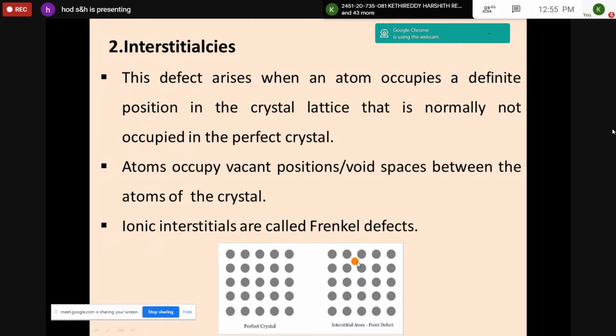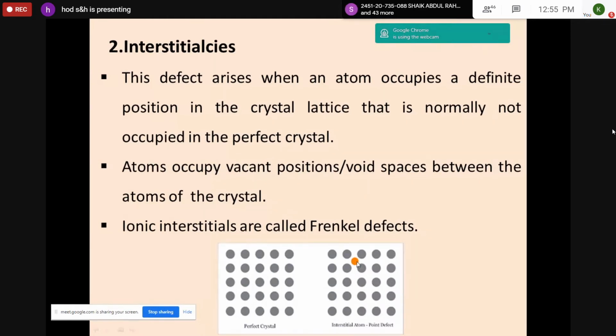All can be decided because it occupies an indefinite position. Generally, it is not occupied by the regular atom. So here in interstitials, the atoms or ions occupy vacant positions or void spaces between the atoms of the crystal, as you see. Ionic vacancies are called Schottky defects, and ionic interstitials are called Frenkel defects.